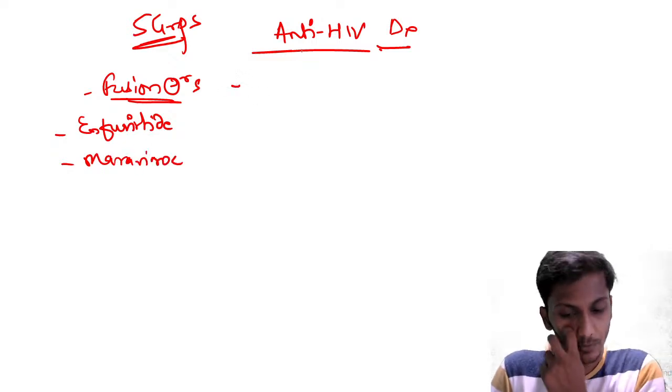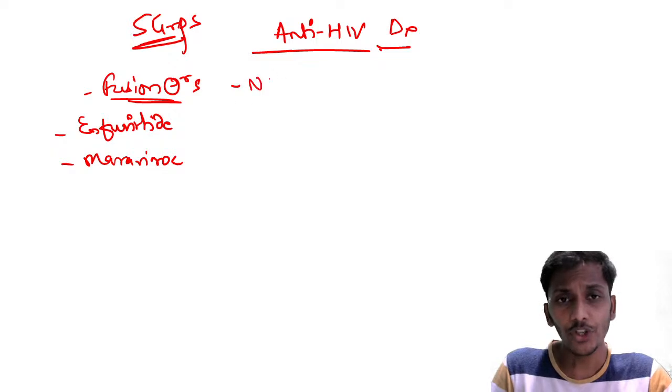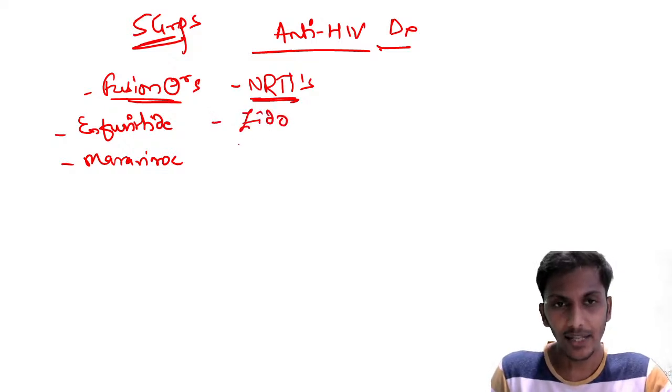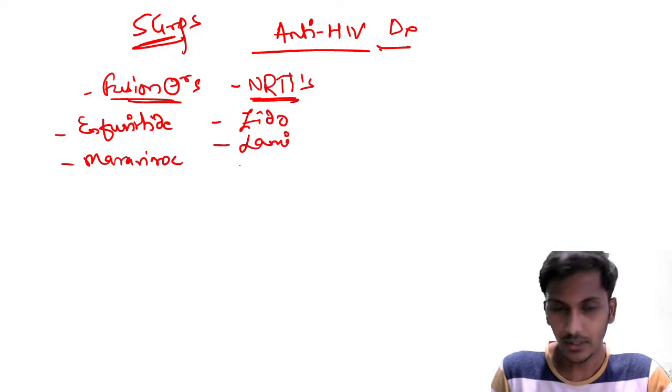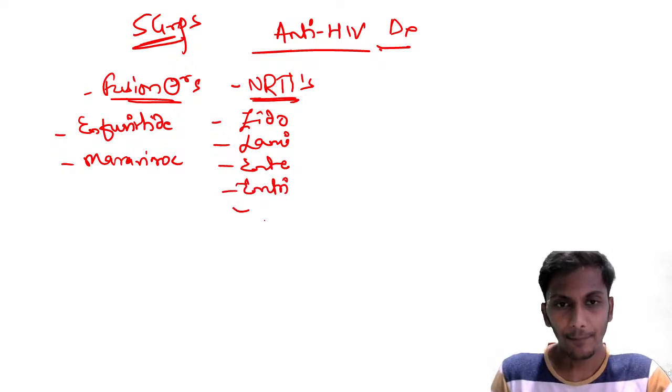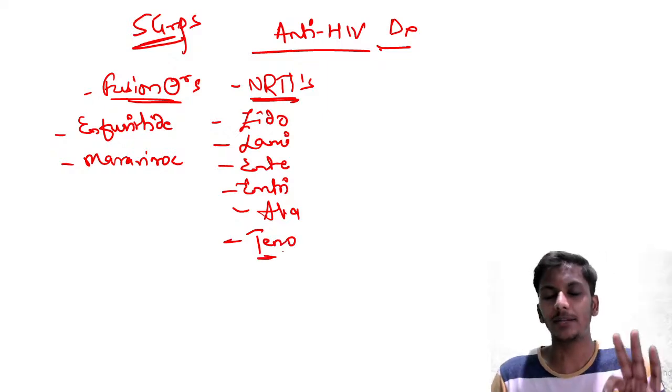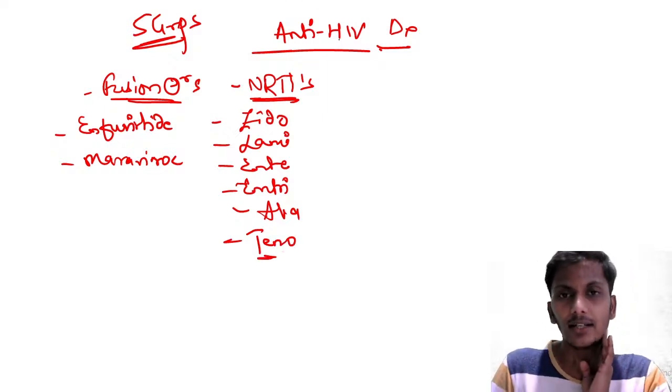Important. Second group of drugs is your nucleoside or nucleotide reverse transcriptase inhibitors, and these drugs are zidovudine. Important drugs I am telling you. Lamivudine, entecavir or emtricitabine, abacavir, and tenofovir. I'll send you this proper chart afterwards.